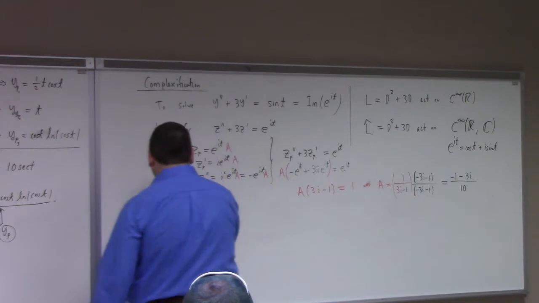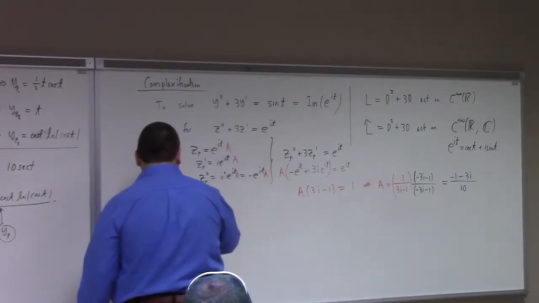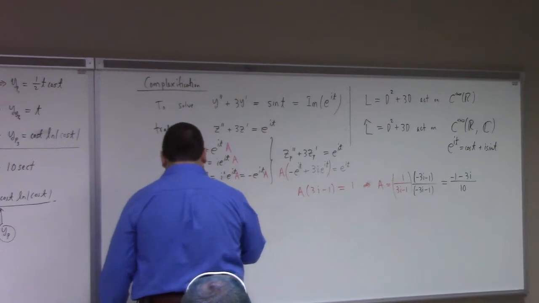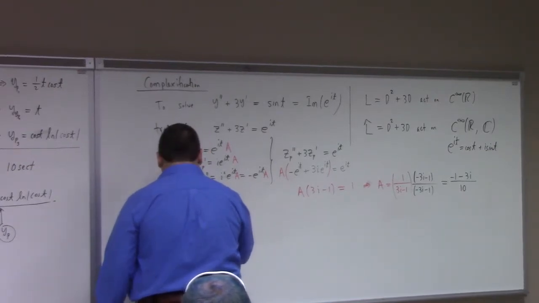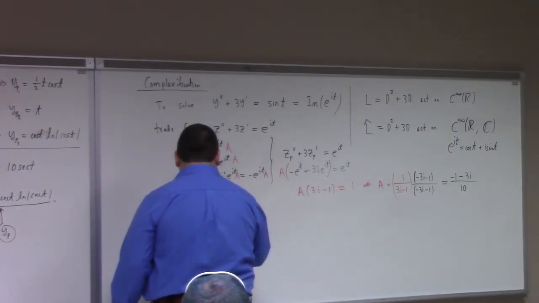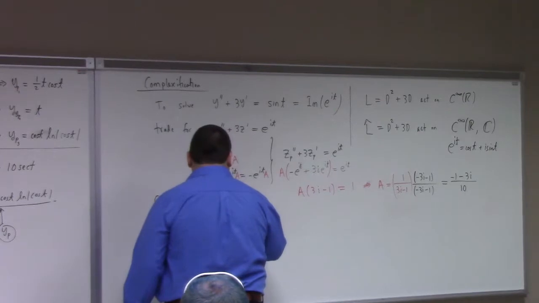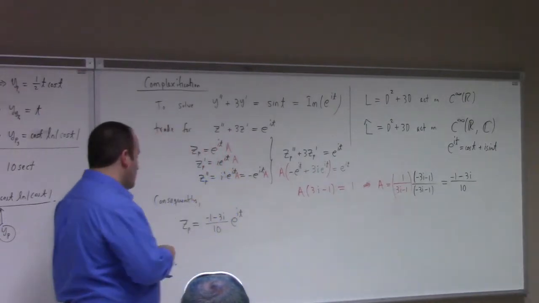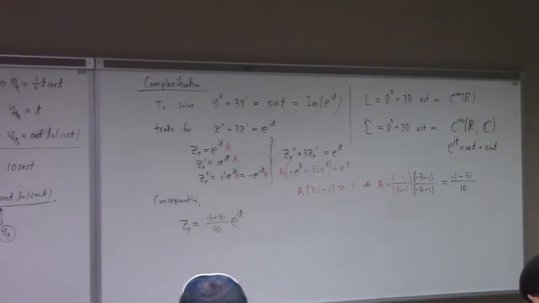So consequently, z equals (minus 1 minus 3i) divided by 10 times e^(it). This is my particular solution, right? Now I know from my theorem, well, okay, so this is the thing. I have this theorem for the homogeneous case. What's the corresponding theorem for complexification? What's the non-homogeneous complexification theorem?